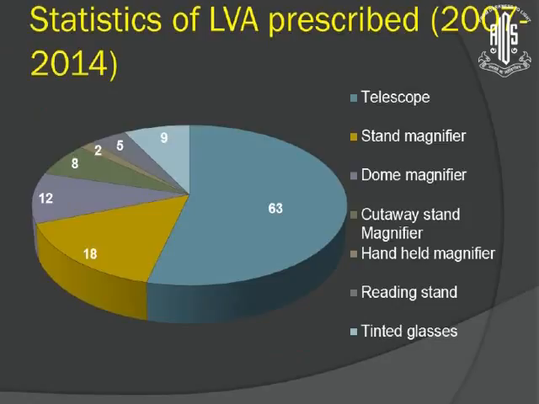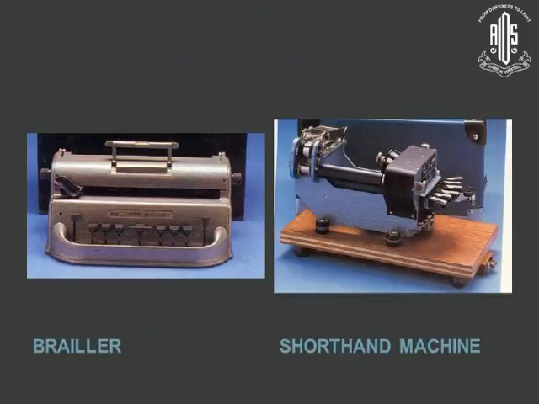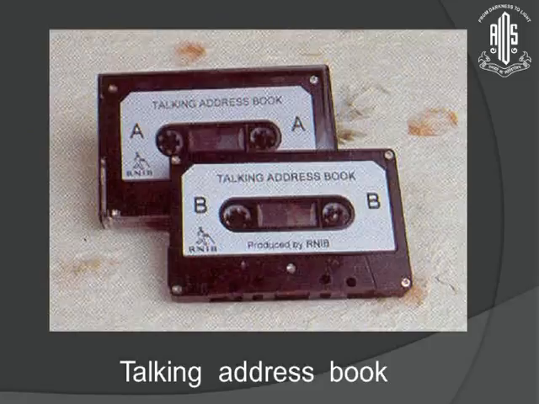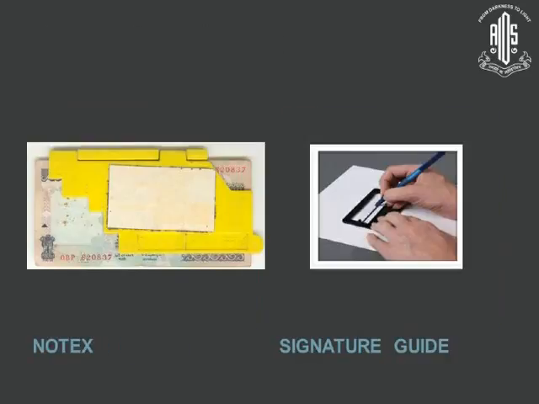Coming to assistive devices for the visually handicapped, there are various educational devices: reading braille and writing braille, brailler, shorthand machine, talking clock, calculator, talking address book, measuring tape, needle threader, and recreational aids like playing cards and chess set. All these are specially designed for use by the visually impaired person. For example, in this chess set, unlike the usual chess set, they have some tactile clues also. The black squares are relatively raised compared to the white. Also, black pieces have some knobs over them so that the visually impaired person can identify the object easily. Note text and the signature guide, letter writer.